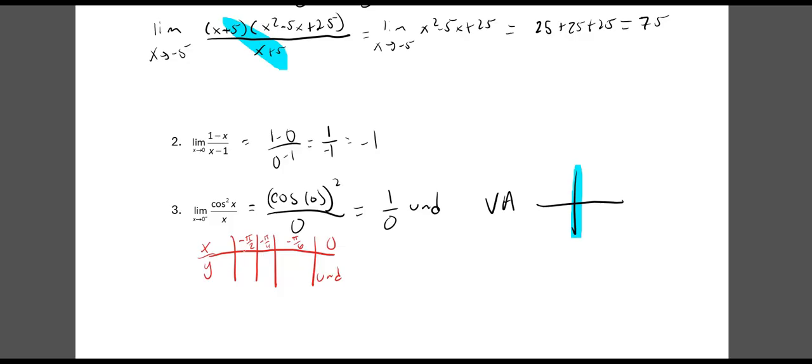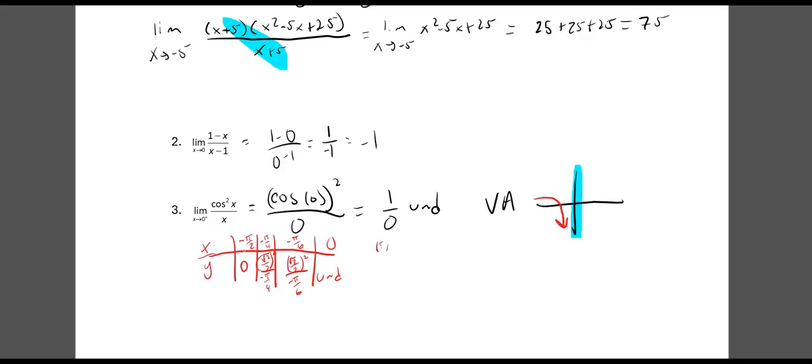So cosine of negative pi over 2 is 0. So this is 0. Cosine of negative pi over 4 will give you root 2 over 2, but it's over negative pi over 4. So this whole thing is negative. Same thing right here. You plug in negative pi over 6, you get root 3 over 2, but it's squared. This is also squared, all over negative pi over 6. This is still negative, but you can see as I come from the left, I'm going down to negative infinity.